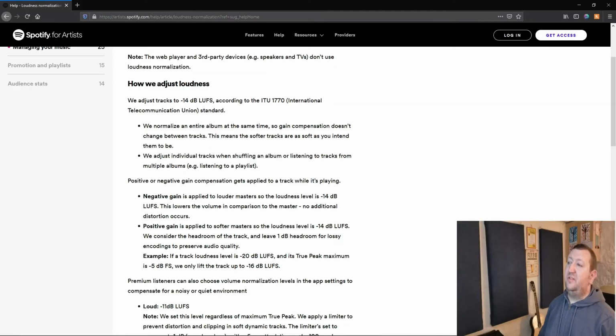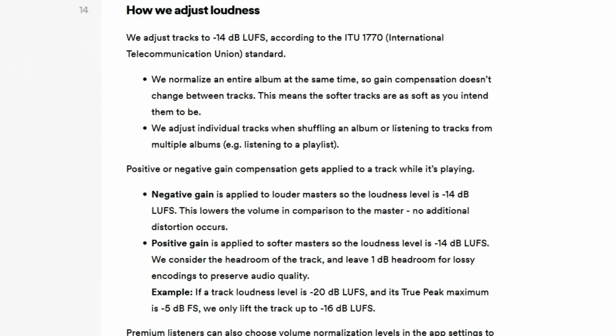How does Spotify adjust loudness? Well, it goes on to say that they adjust tracks to -14 dB LUFS according to the ITU 1770 standard. Once again, this is now confirmation of what they were doing, but it was actually their recommendation beforehand. Even though they were using ReplayGain, they did still recommend a -14 LUFS standard. So this is just clarification and confirmation that they are now adopting that formally.